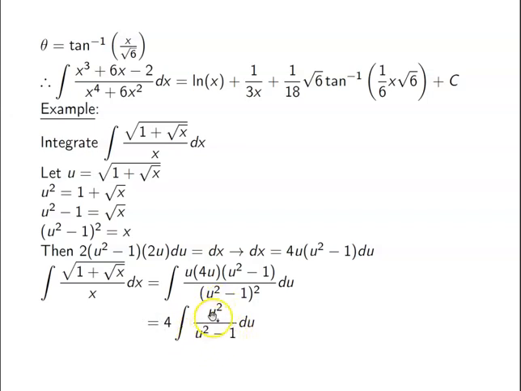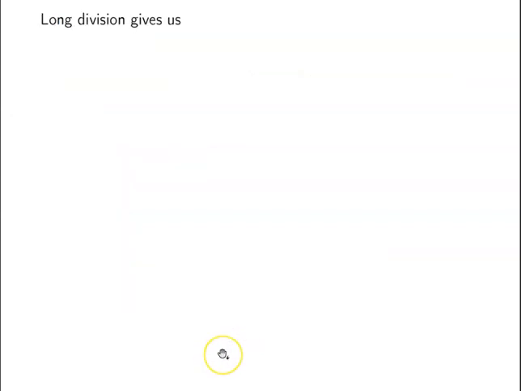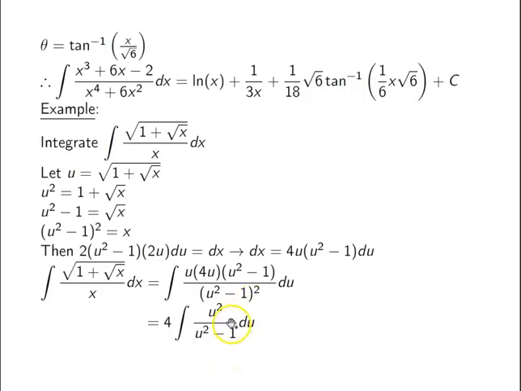And here, we're running into a very similar problem. This is the same degree, but u² − 1 factors very nicely. So we'll go ahead and do our long division here. What do I do in order to make these the same? Well, nothing. They are the same. So it would just be a 1.